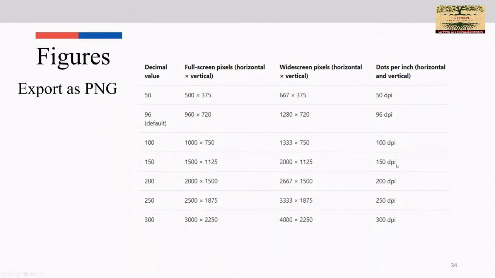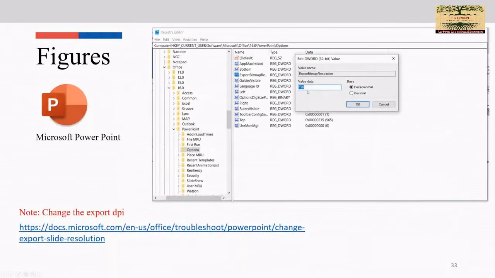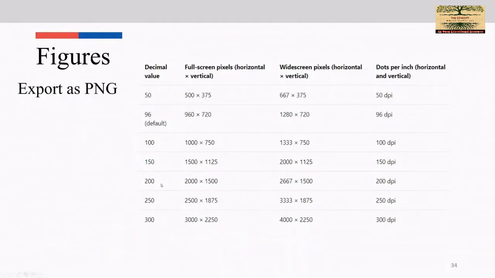Some journals prefer 200 dpi, so you can put in 200. You can see that this is from my machine, I prefer to use 190. So if you put 190, then you will get near about 180 DPI figures. So keep in mind, before using PowerPoint, you must change that DPI value to get a high quality figure.